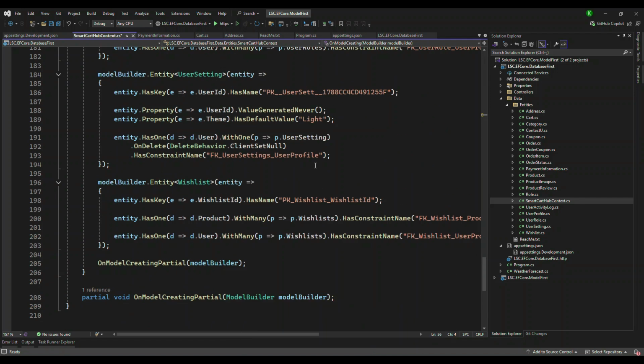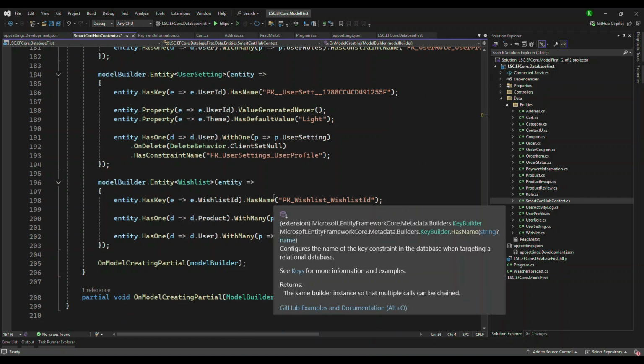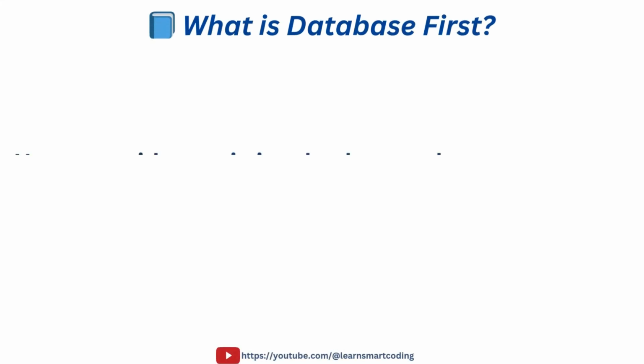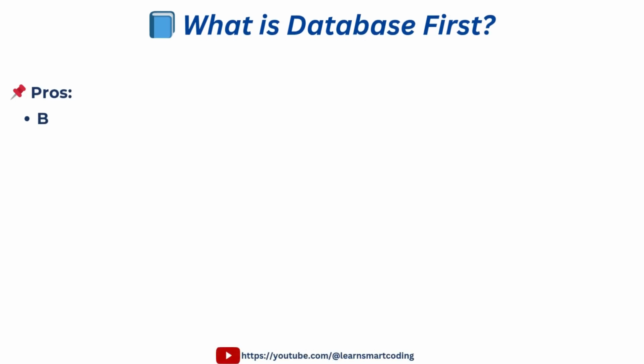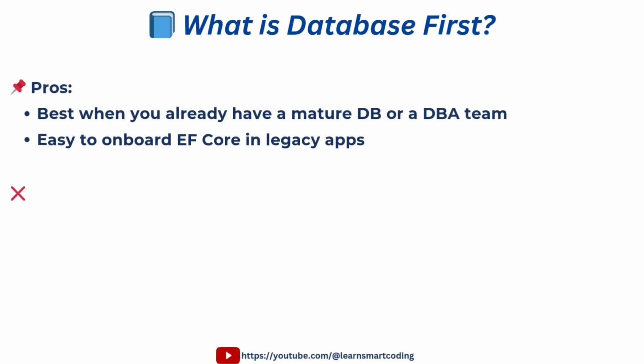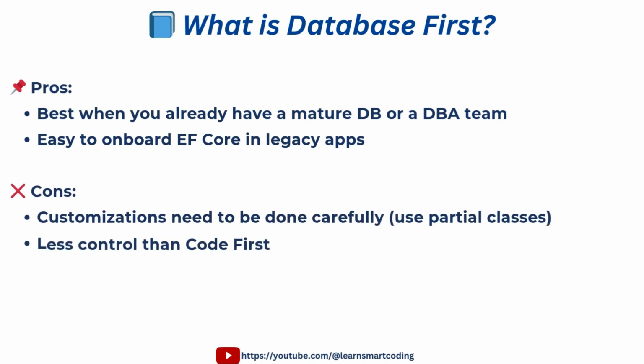Alright, so this is called the database first approach. So what is database first? You start with an existing database and reverse engineer the C# models and DB context using the scaffolding tool. Alright, so it has its own pros and cons. Pros: best when you already have a mature DB or a DBA team. Easy to onboard EF Core in a legacy app. It's just easy as easy does.